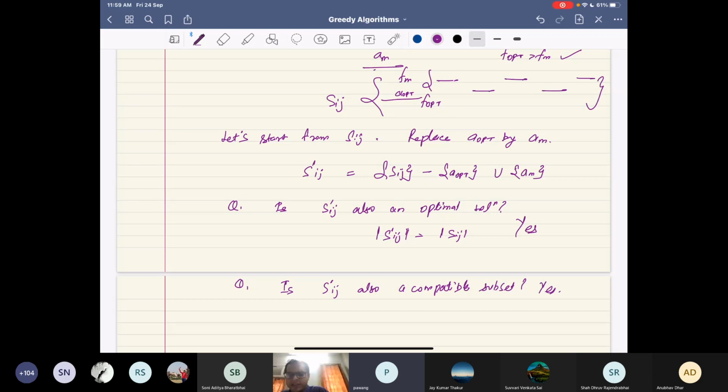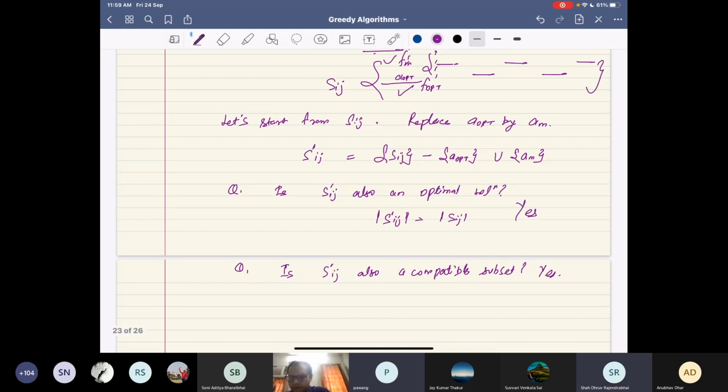I'm choosing the first activity, and I'm replacing it by another activity that finishes even earlier, right? And everyone else starts after F opt. So anyway, there will be an even larger gap between activities. So this is going to remain compatible. So this is also compatible. So that means S prime ij is an optimal solution also.